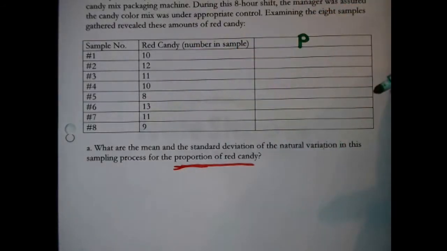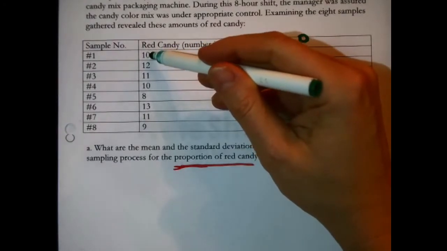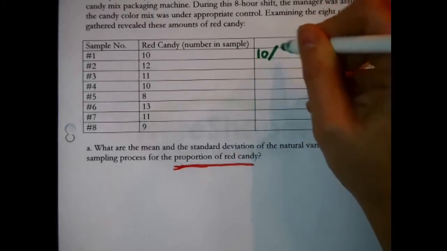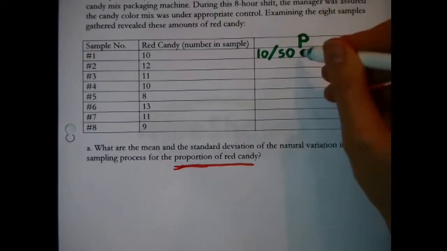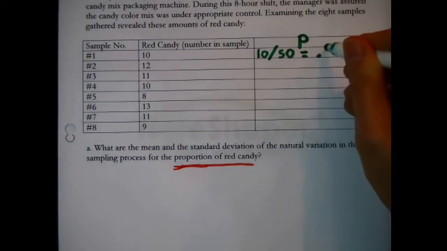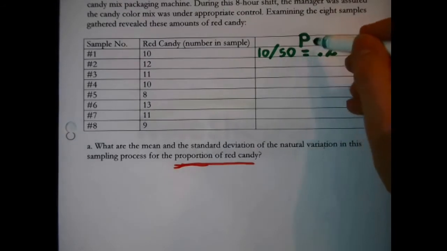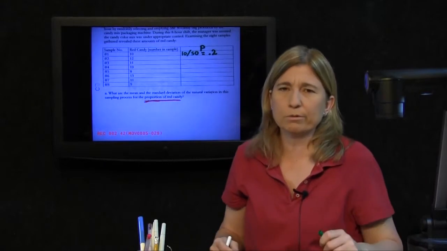The first thing that we need to do here is to take the actual count number of candies and just change it into proportion, which isn't too hard because, for instance, in the case of the first bag or first sample that was pulled, there were 10 red candies, of which it's been stressed there's always 50 in a bag. So 10 divided by 50 reveals that for that first sample, the proportion, which is denoted lowercase p, is 0.2 or 20%. That first bag was 20% red candies.